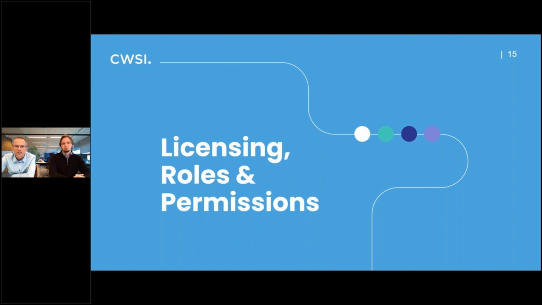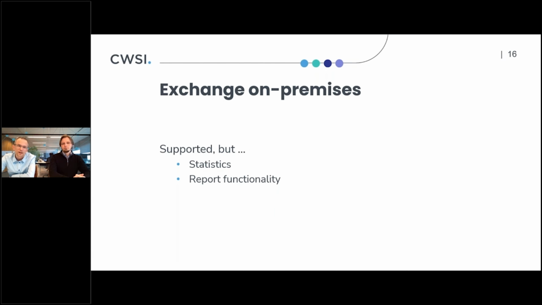Before talking about licensing and roles and permissions, just one short note, because attack simulation training is compatible with using an Exchange on-premises server. Although we see many customers already moving to Exchange Online, you are able to use this tool while using an on-premises Exchange server. The only detail over here is that statistics and reporting functionality are limited.